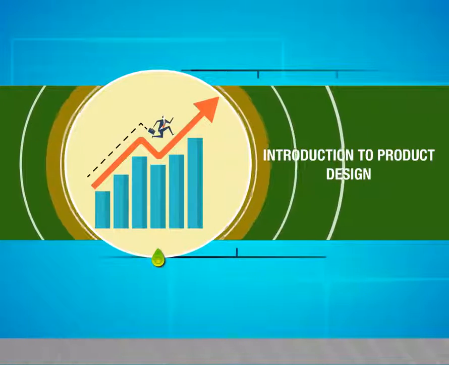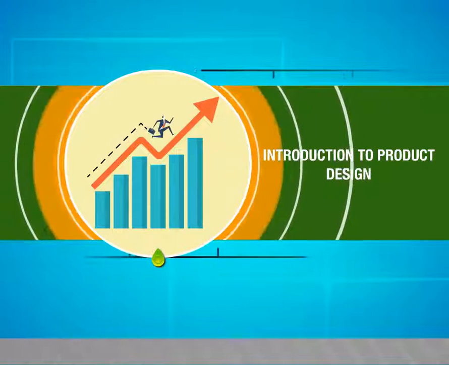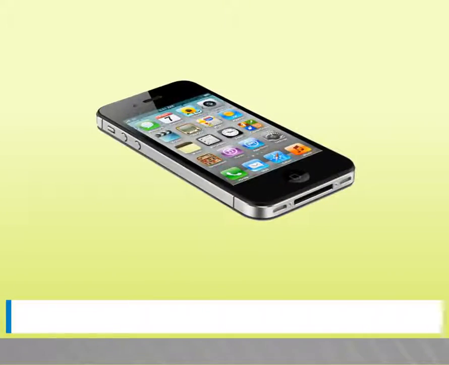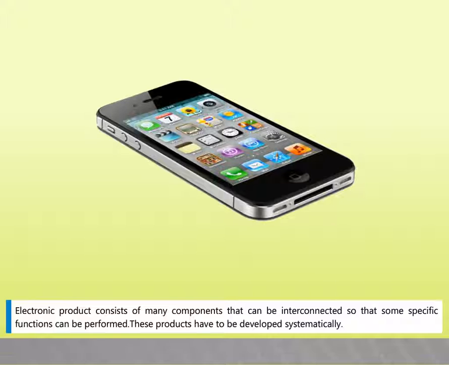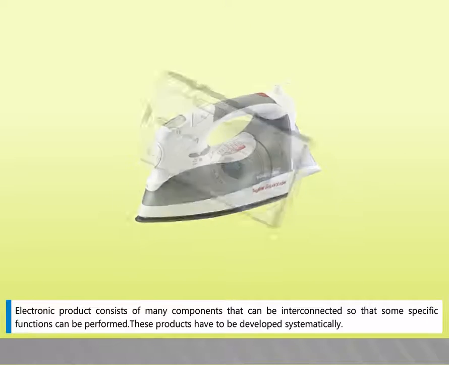Introduction to Product Design. In this video, we are going to see Introduction to Product Design. An electronic product consists of many components that can be interconnected so that some specific functions can be performed.